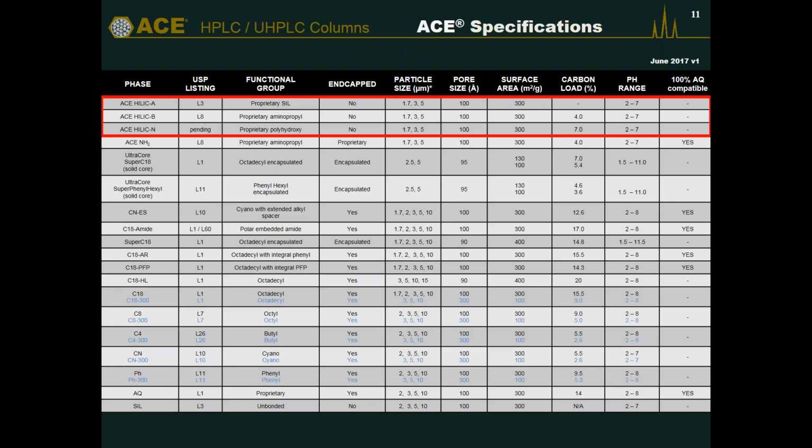So the 3 phases I just spoke about are listed on the screen there, as you can see at the moment. And there's a lot of detail on that slide, but all I'm trying to do is highlight the properties of the phases. So people are interested typically in the functionality of the phases, the USP listing, the particle size options, the pH range, and so on. So I've included that slide to answer those questions, which is what I normally get asked when I'm talking about a different type of column chemistry.